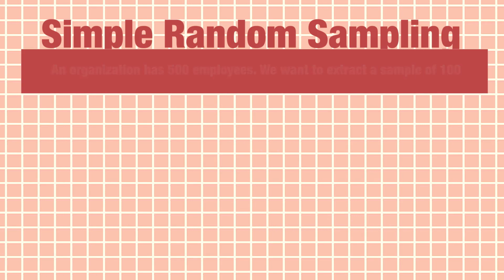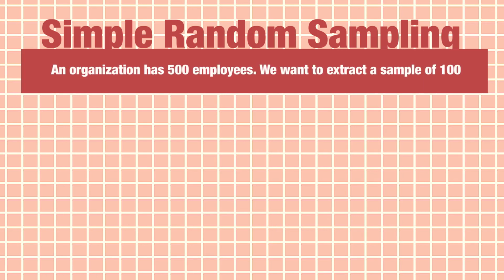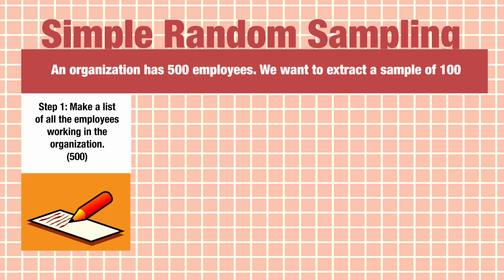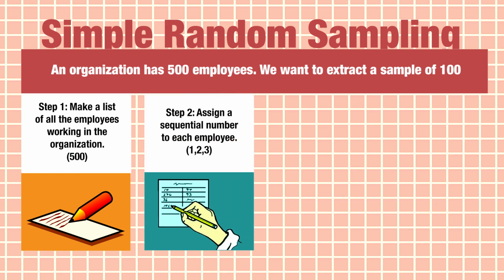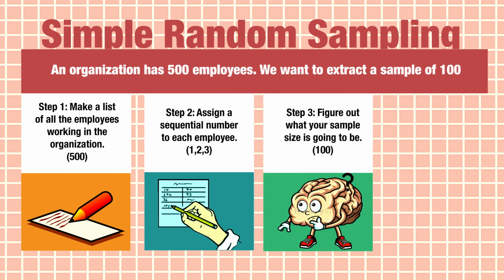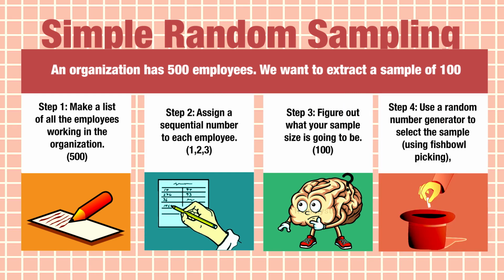Simple random sampling example. An organization has 500 employees. We want to extract a sample of 100 from them. Step 1. Make a list of all the employees working in the organization. Step 2. Assign a sequential number to each employee. Step 3. Figure out what your sample size is going to be. Step 4. Use a random number generator to select the sample, using your sampling frame from Step 2 and your sample size from Step 3.